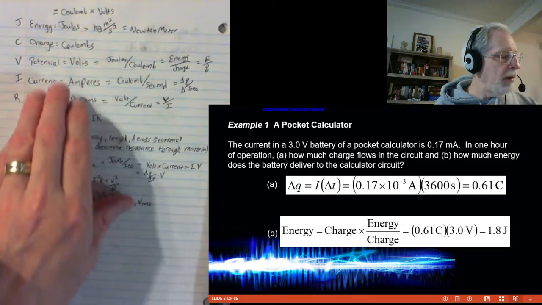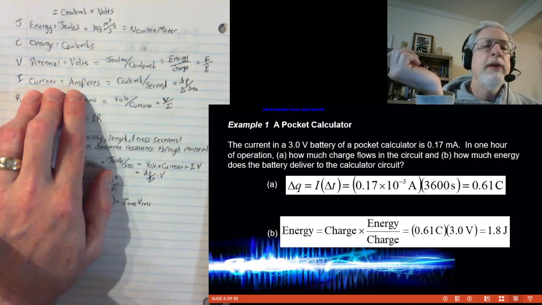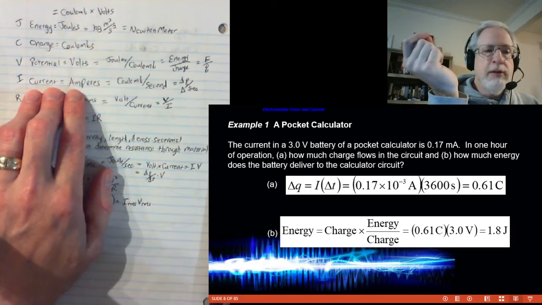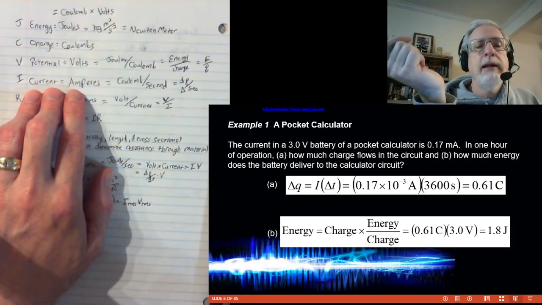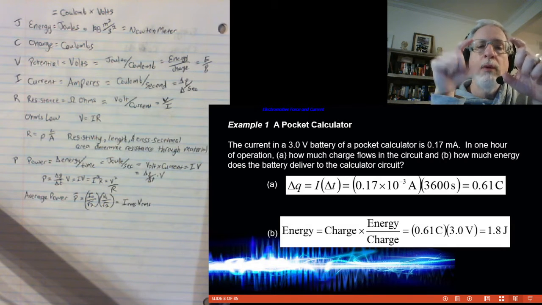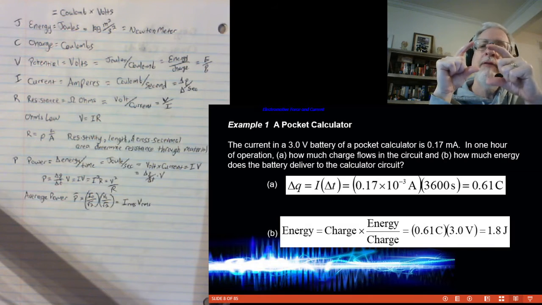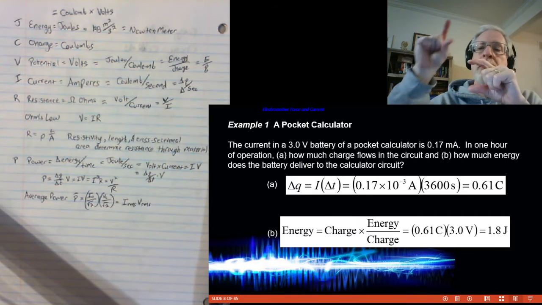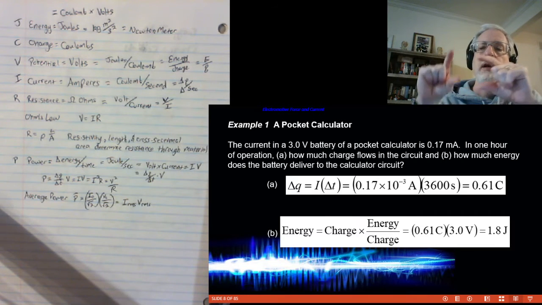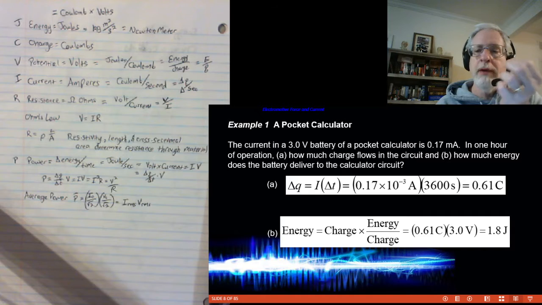So let's look at how we solve current type problems. Basic problem. The current in a 3-volt battery, so 3 volts is the potential difference, of a pocket calculator. Each of those little AA batteries, or even the small AAA batteries, is 1.5 volts. We're going to learn later that if I put them in series, the volts add. So when you have 2 batteries in series, you actually have 3 volts. So 2 1.5-volt batteries equals 3 volts.